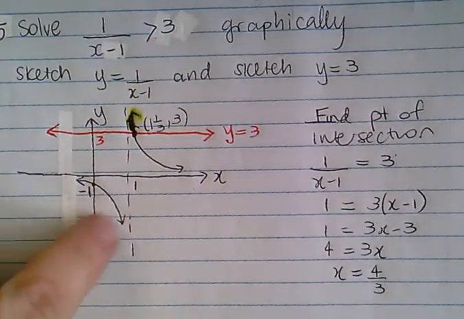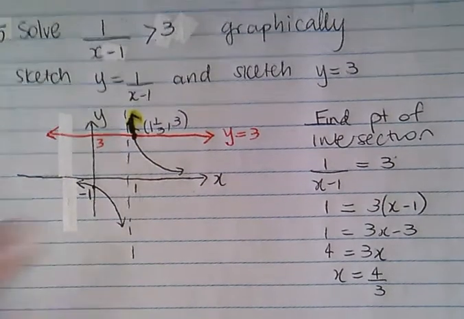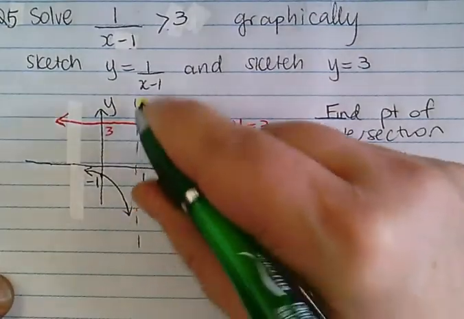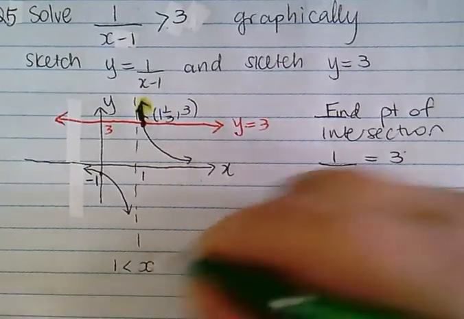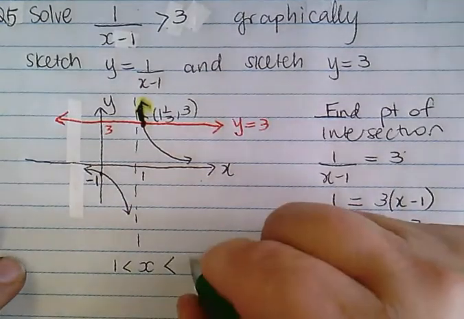It's lower here. It's below the red line. How do I talk about these values? Well, it's never x is 1. It's bigger than 1. So my solution is x is bigger than 1, but lower than 4 on 3.